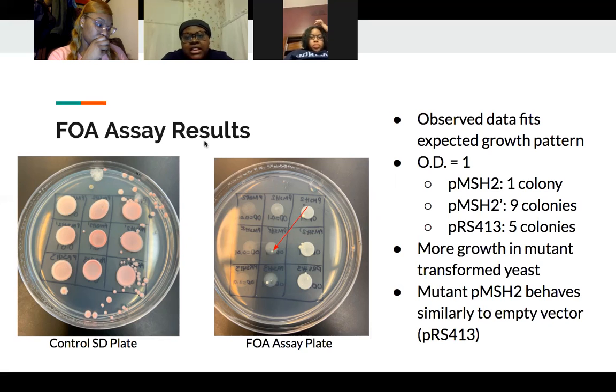And so we can see that this observed data fits the growth pattern, and that there's obviously more growth in the mutant yeast than in the PMSH2 transformed yeast. And so this tells us that the mutant PMSH2 behaves similarly to the empty vector.